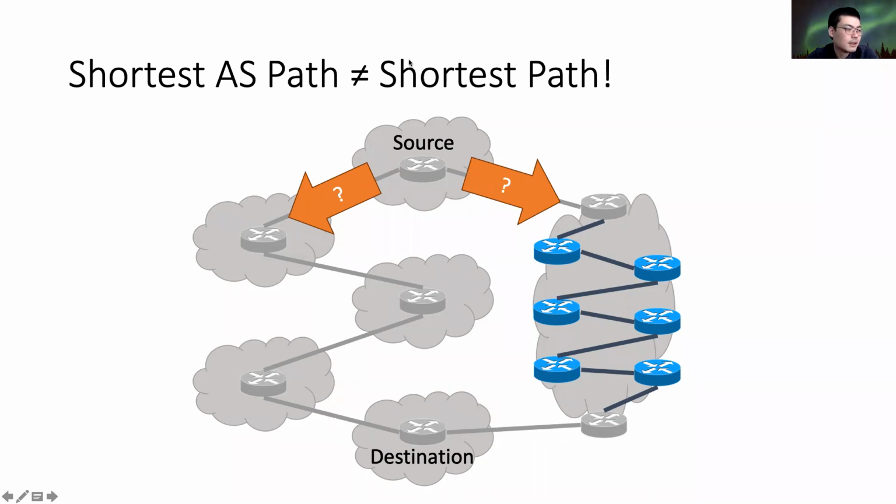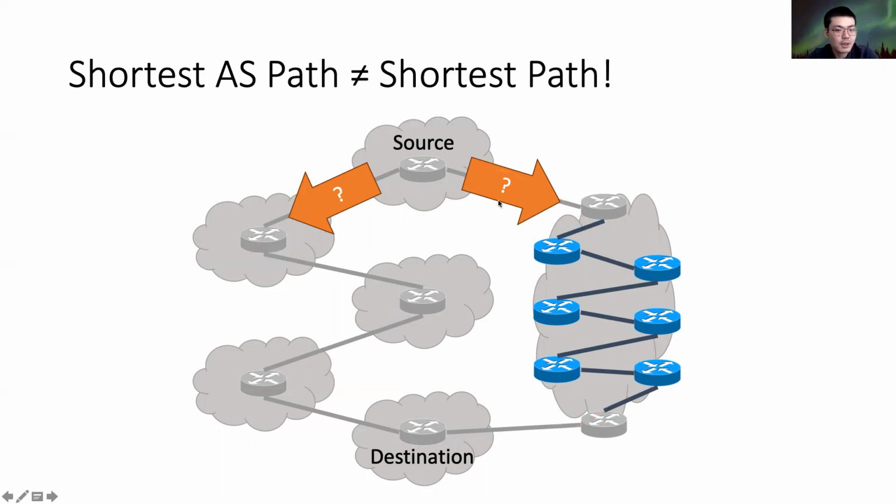So this is 1, 2, 3, 4, 5 ASes. This is 1 AS, 2 AS, 3 AS. So which one will be preferred? Of course, this one. This has the shortest AS path, only 3 rather than 5.